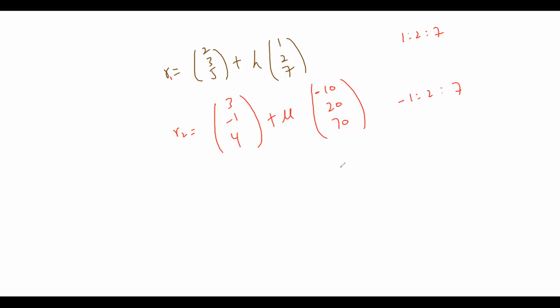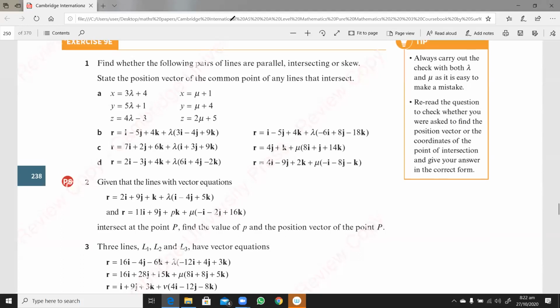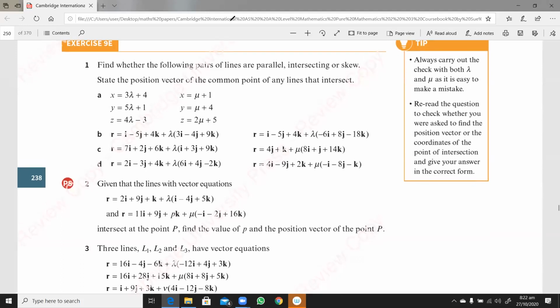Now, we know that they are non-parallel, so now we have to determine if these two lines are intersecting or non-intersecting. Okay, so there is a long process for that. I'll just tell you in a minute. Okay, we have a question here from this exercise 9E. It says, find whether the following pairs of lines are parallel. Now just keep it up to parallel. I'll tell you about the intersecting or skew.